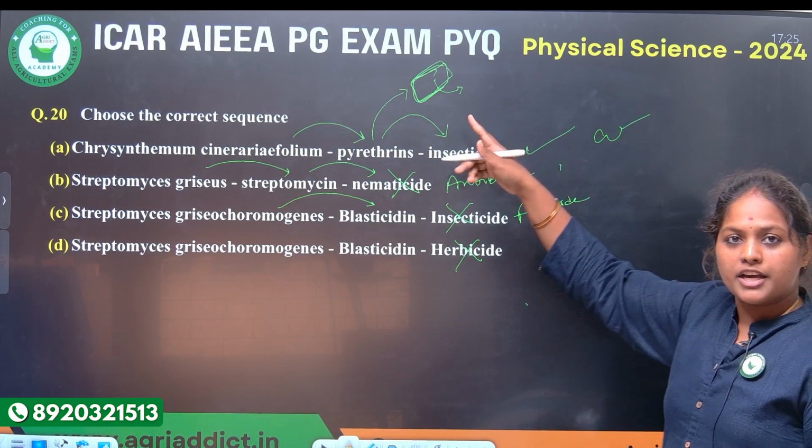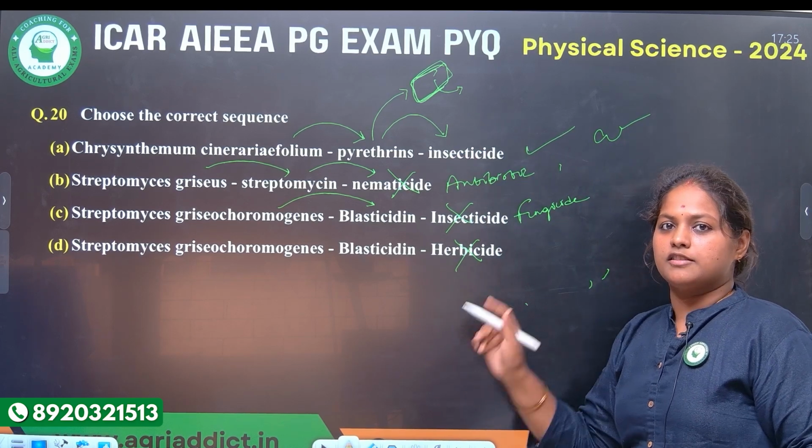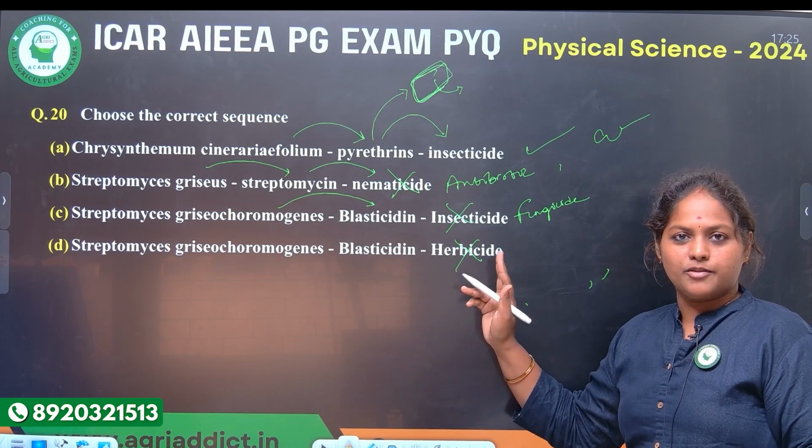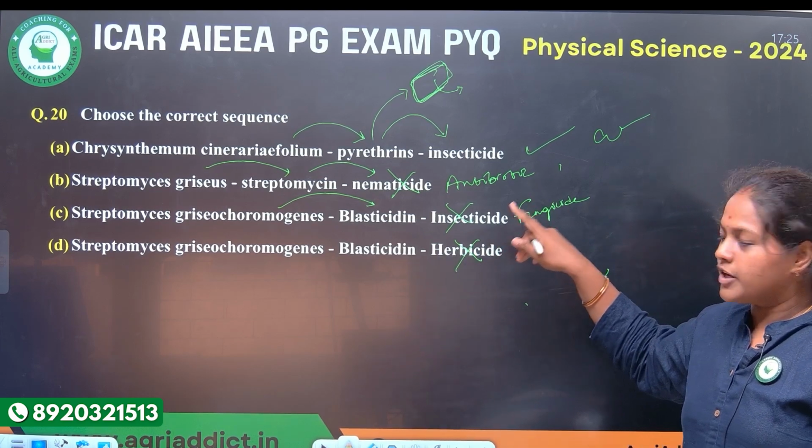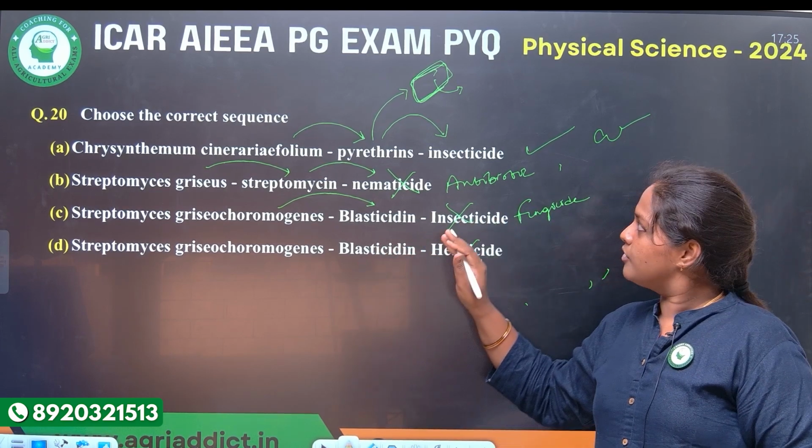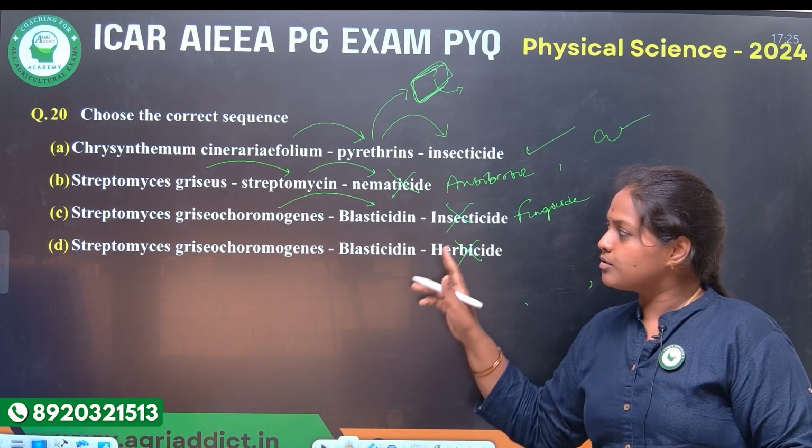It is related to agricultural chemicals from your physical science syllabus only. Don't think it is from general agriculture. From agricultural chemicals also you can expect 1 or 2 questions every year. So don't neglect it.